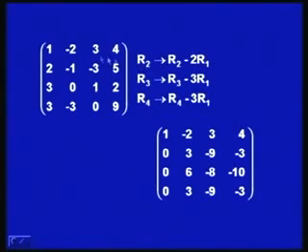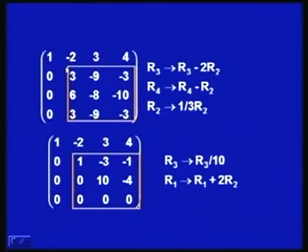First operation is, this is already 1. So, these elements have to be 0. So, I apply this sequence of operations. R2 is R2 minus 2R1, so that this becomes 0. R3 is R3 minus 3R1, so that this becomes 0. R4 is R4 minus 3R1, so that this becomes 0. So, if I apply these operations, then I will get to this system.